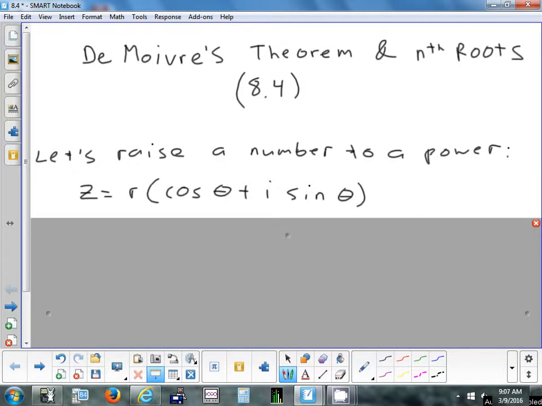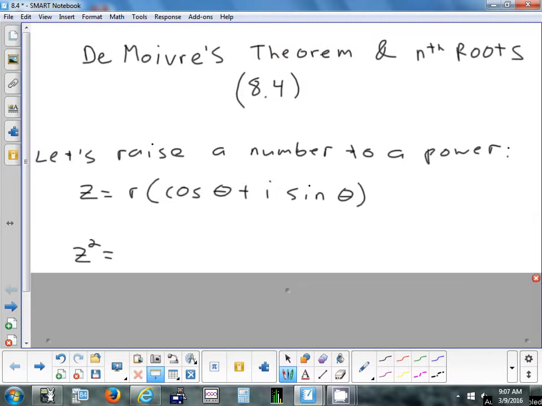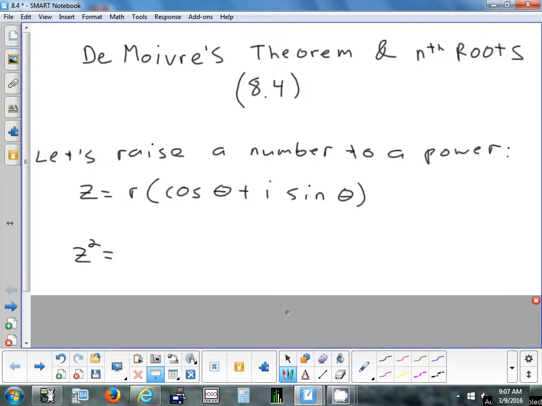We're not going to do a proof of the theorem, but what we're going to do is look at one specific example, which is squaring. And then I think you guys will see a pattern, and we'll generalize that pattern to cubing, 4th power, 5th power, any power we want. So I want to square this number. And again, it's just a generic number. I don't know r and I don't know theta. In an actual problem, you would know them. But I want to square that.